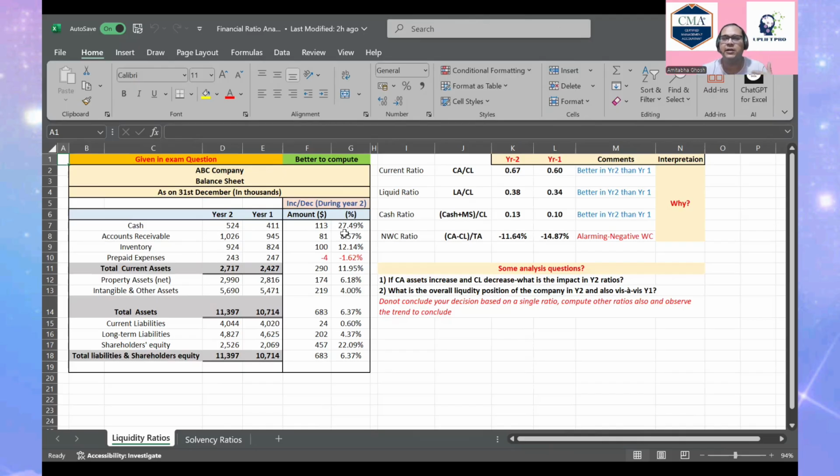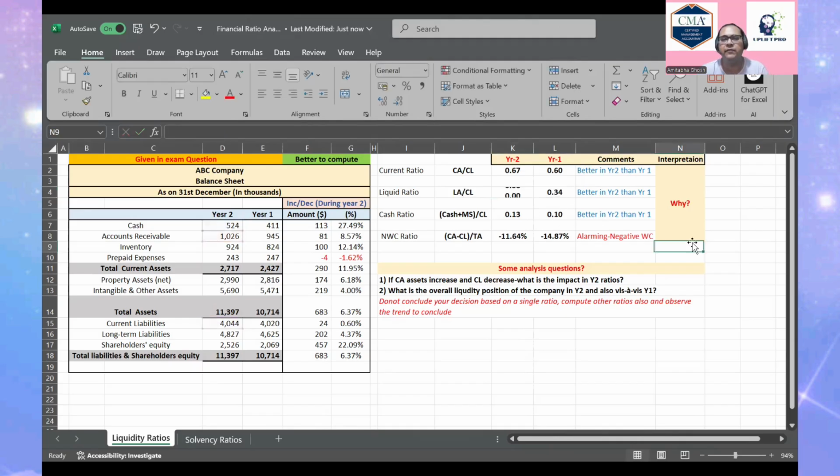Now we'll first focus on the computation part. If you go into the right side, you'll see that I have computed the current ratio, liquid ratio, cash ratio, and net working capital ratio using both the year 2 and year 1 numbers. Going one by one, the current ratio, we know, is current assets by current liabilities. If you click on the year 2 cell for the current ratio, you'll see that we are taking total current assets divided by current liabilities. Similarly, for year 1, we have also computed. Then for the liquid ratio, we know it's liquid assets divided by current liabilities, and my liquid assets is cash plus AR divided by the current liabilities.